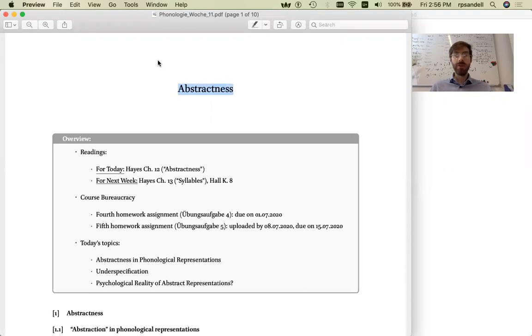This week we will be addressing the topic of abstractness in phonological representations. More specifically, we'll be confronting the problem of whether it should be allowed to posit underlying representations that contain sounds that are never pronounced as those sounds in a language. That is, can speakers have abstract or underspecified information in their underlying representations that results in some underlying segments being pronounced as completely different segments?